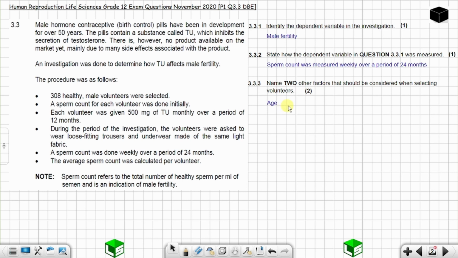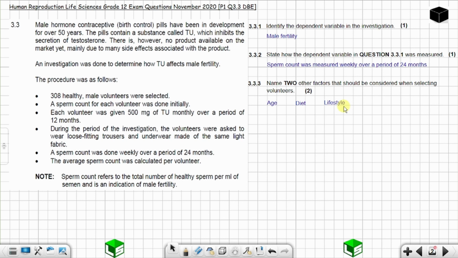And the other factor can be the diet, because male fertility can be affected negatively or positively depending on the food consumed by a male. So you have 2 factors that you can mention, or you can say lifestyle. This is another factor, lifestyle.